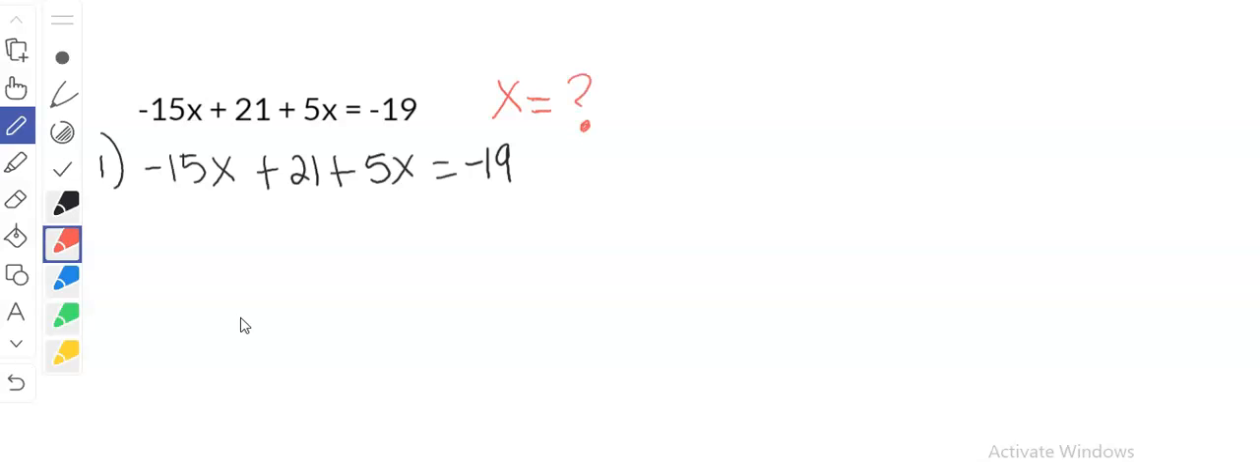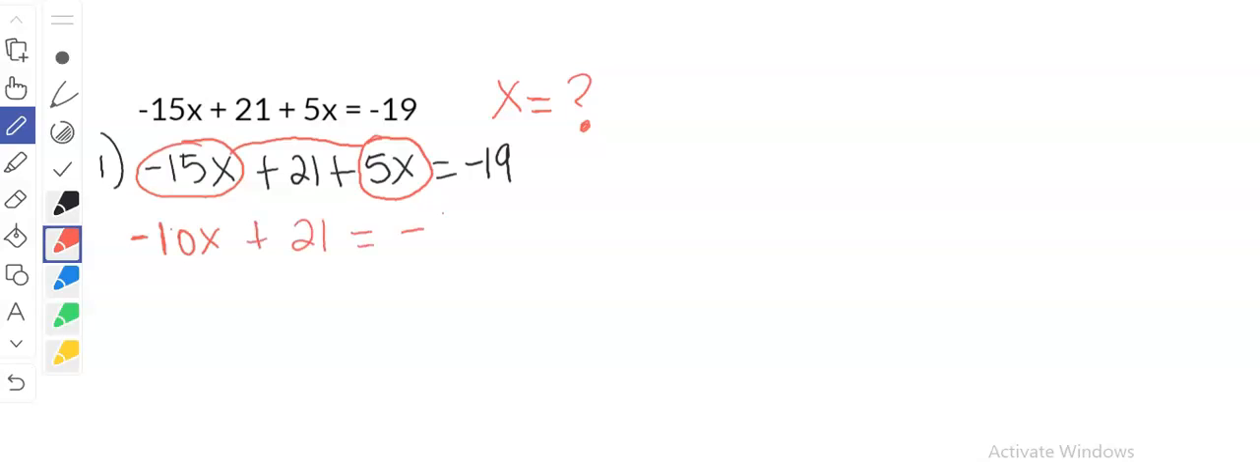All right. So we have, I like to combine like terms. I have negative 15x and a 5x here on the same train, so I will combine those together. Negative 15x plus 5x will simply be 10x, but since negative 15 has the higher absolute value, it keeps that sign. So it'd be negative 10x plus 21 is equal to negative 19.